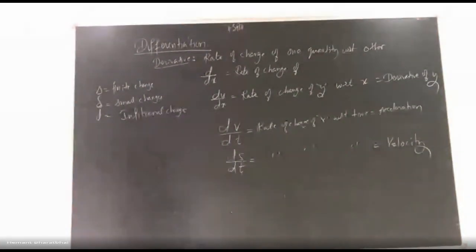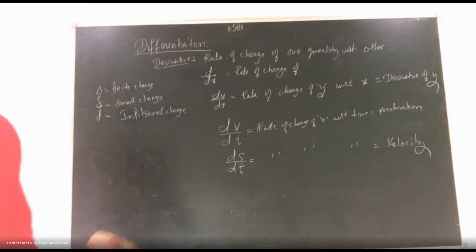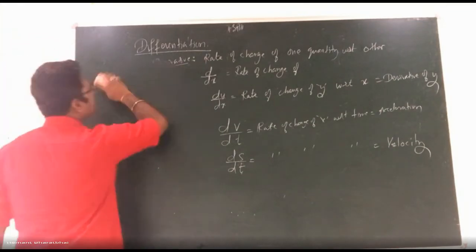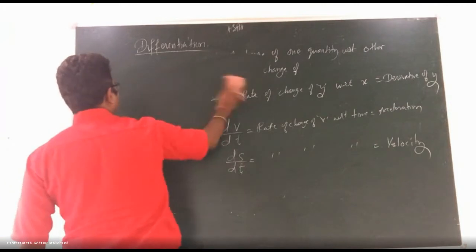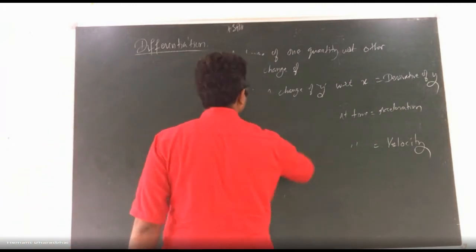Please take a screenshot of this. Now let's go to the mathematical definition. I hope everyone has taken the screenshot. When you find dy by dx, that value is called the derivative. Now let's see the mathematical definition.